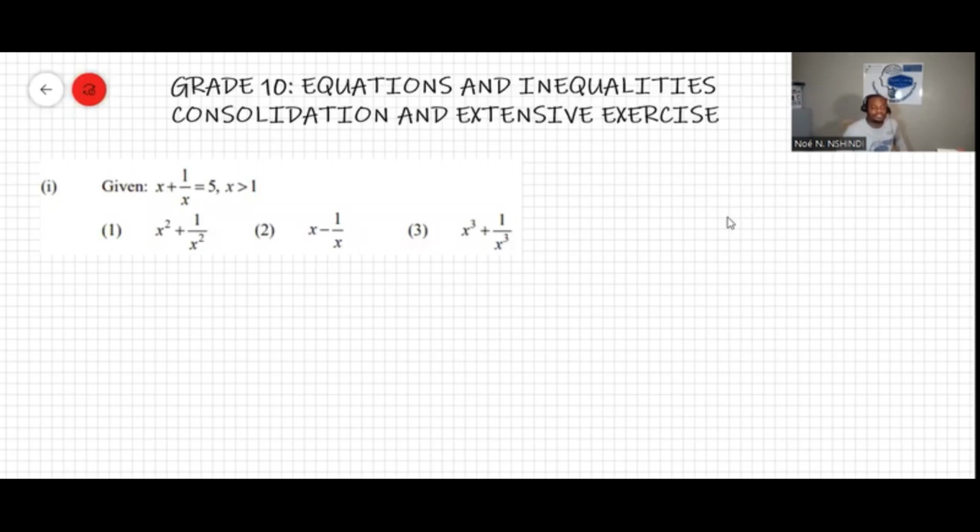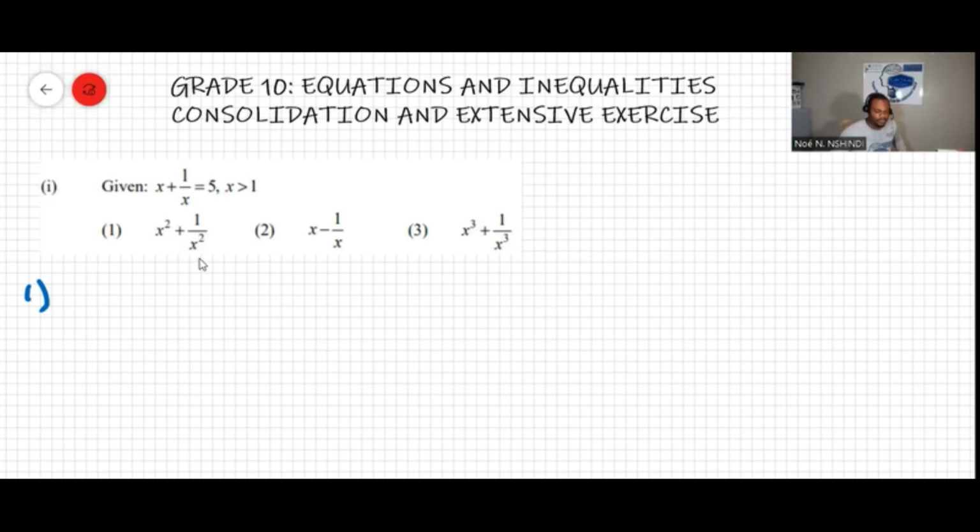Well, we have another question here. The question says that given x plus 1 over x equal 5 with x greater than 1. Now, question 1 says x squared plus 1 over x squared. We need to calculate it. First of all, we need to find the value of x squared plus 1 over x squared.